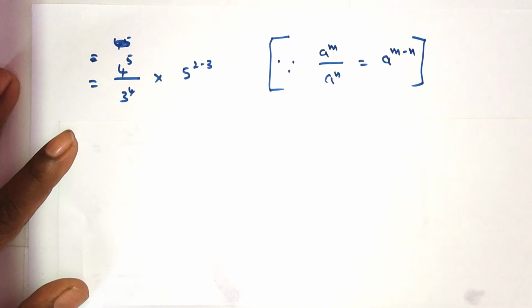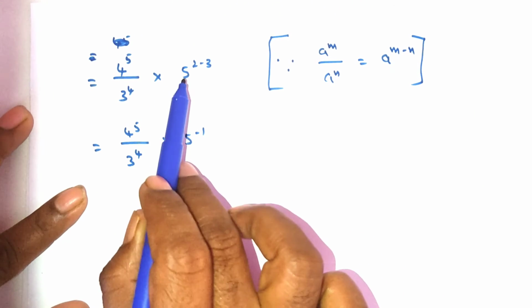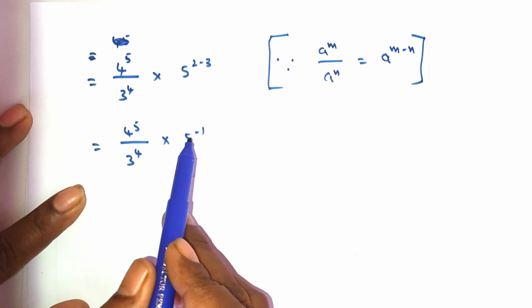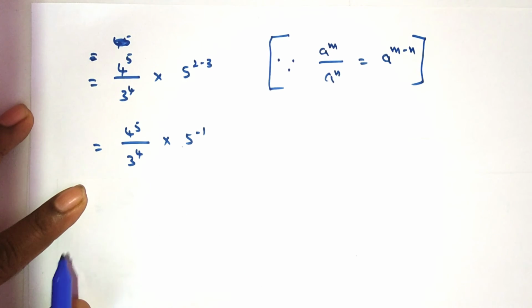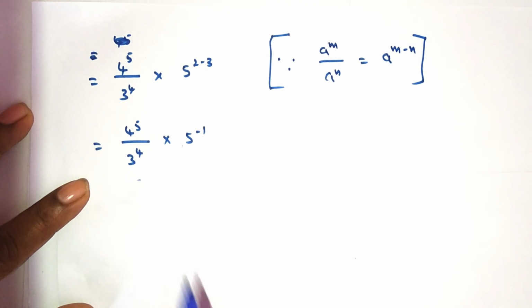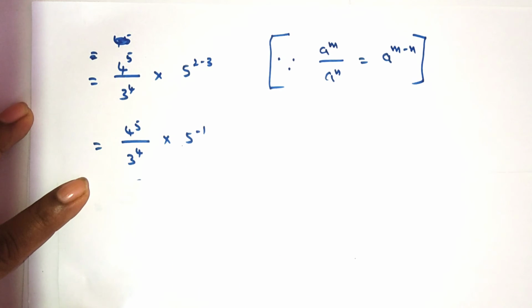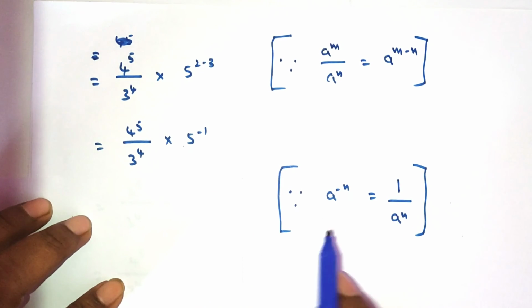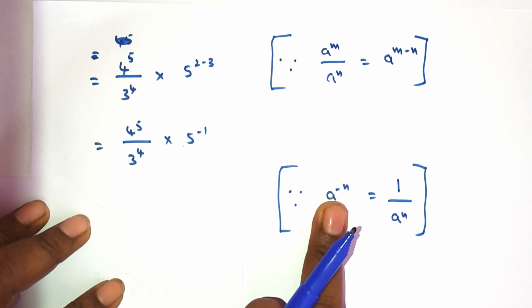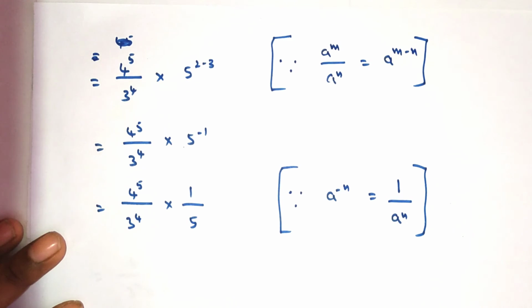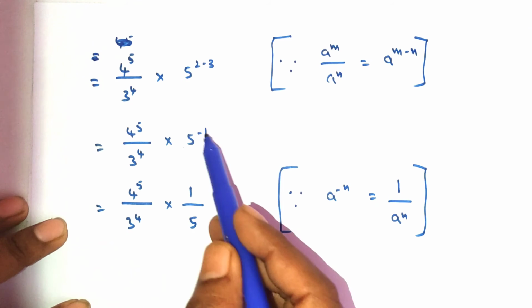Let us see what happens in the next step. Look at here, 2 minus 3 is equal to minus 1, so we have written 5 to the power of minus 1. We have written this as it is. Since we got minus exponent here, we have to recollect a law of exponents. We have to apply this law of exponents here. This is a to the power of minus n is equal to 1 by a to the power of n. By using this law of exponents, we simplified this as below 1 by 5.